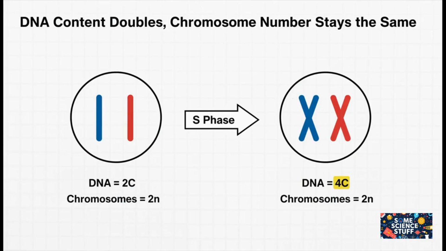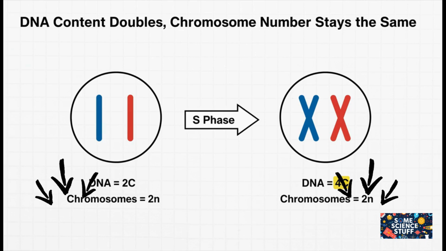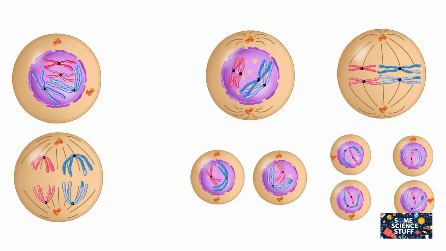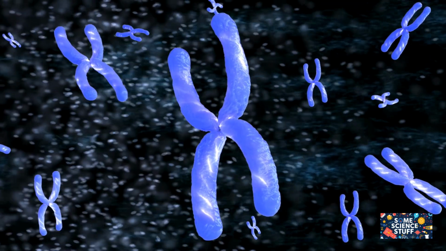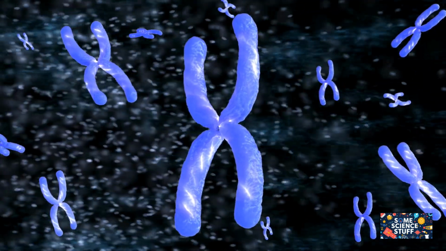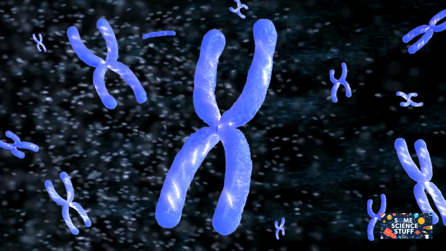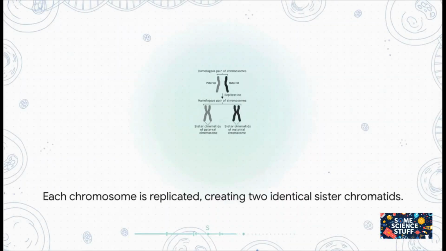Okay, listen up, because this is a super important point that trips up a lot of students on exams. In the S phase, the amount of DNA in the cell doubles. It goes from what we call 2C to 4C. But, and this is key, the chromosome number, 2N, stays exactly the same. So why is that? Well, it's because we count chromosomes by their centromeres, that little part that holds them together. And even after the DNA is duplicated, as long as the two copies are attached, it's still counted as one single chromosome.